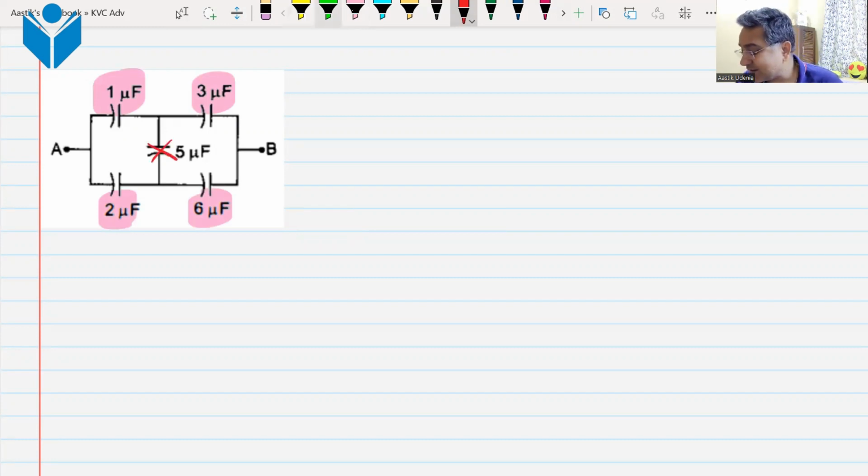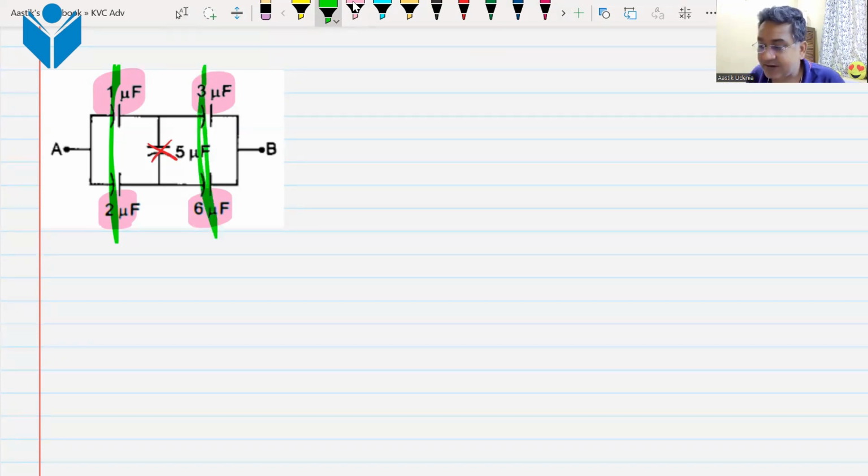Now you can solve it in various ways. I am going to do it by the second way. I can take these two in parallel. 1 and 2 are in parallel. How much does it become? 3. 3 and 6 are in parallel. How much does it become? 9. Then the 3 and 9 are in series. 3 and 9 in series, it will be 27 divided by 12. Yes or no? Yes, sir.